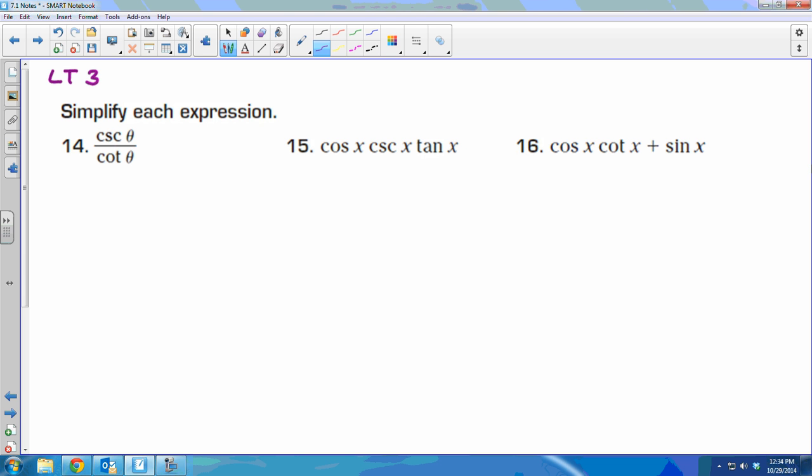So whenever I'm doing these problems, that's what I'm thinking through. I'm thinking through what identities I have to use, how I can use them, and how I can use that to simplify. So I'm going to rewrite cosecant as 1 over sine theta. And I'm going to rewrite cotangent as cosine theta over sine theta.